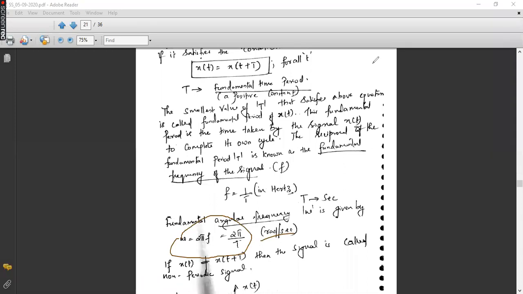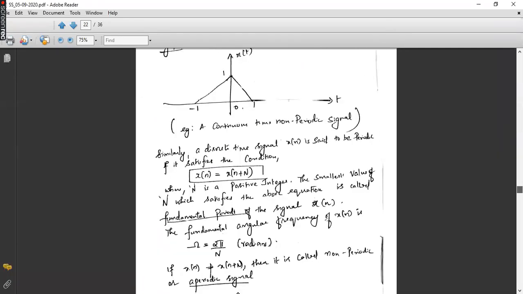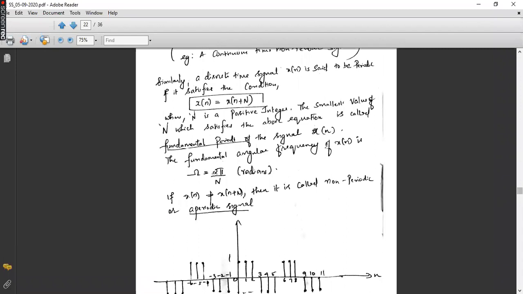But when you come to a discrete time signal, the way of putting omega is different. It should be in the symbol of ohm. You know the symbol of ohm, right? But you won't call this ohm. This is again omega. So omega is equal to 2 pi by N. So you got the difference in putting W and ohm.